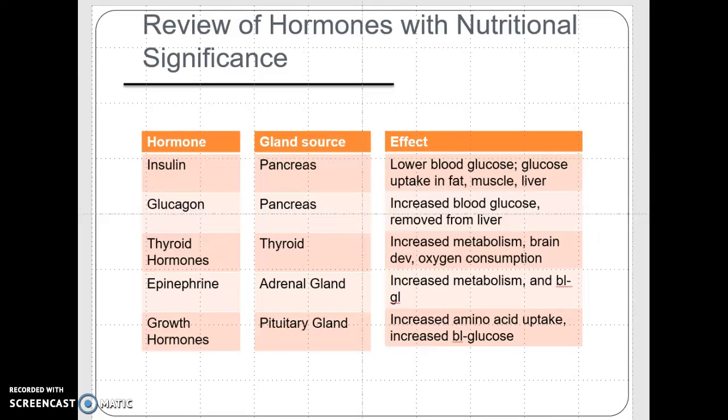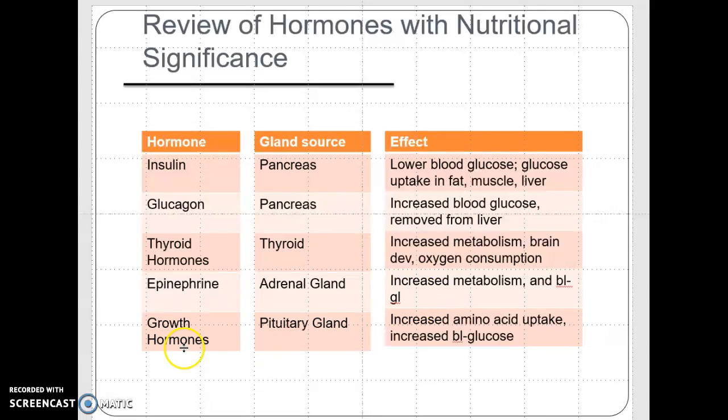And then here's the last review of the different hormones. We mentioned insulin from the pancreas, glucagon from the pancreas, the thyroid hormones from the thyroid, and these two that I didn't mention yet: epinephrine, which comes from the adrenal gland, which is near your kidney. You hear about that a lot, that's the fight or flight. So if you need something really quickly, it can increase your metabolism, so your heart beats faster, and your blood sugar goes up because epinephrine causes that to happen.